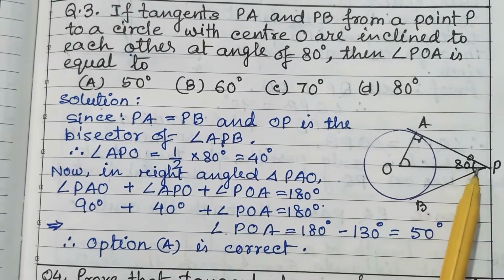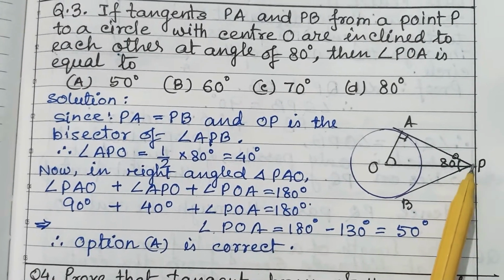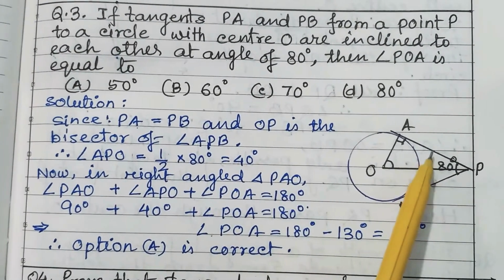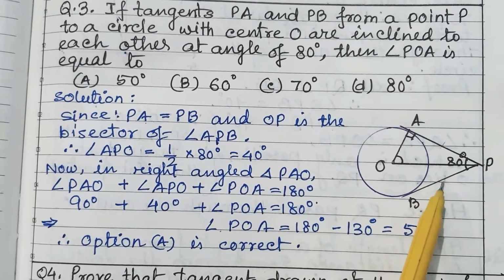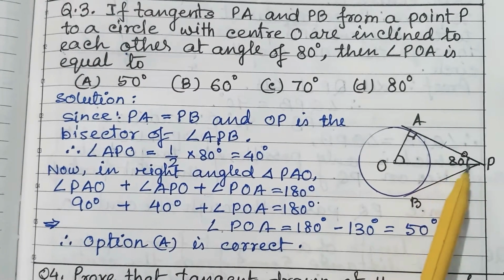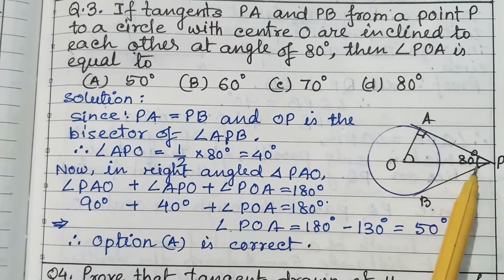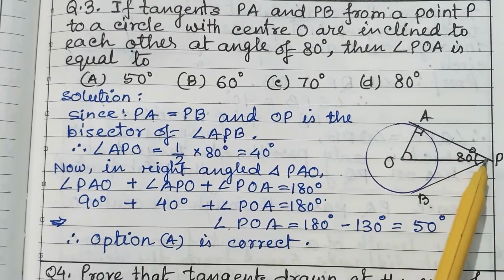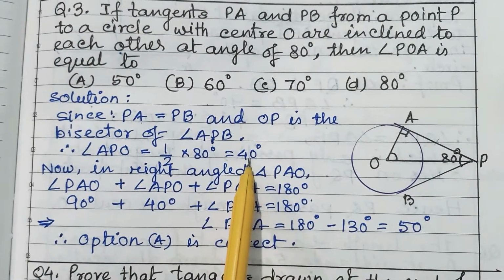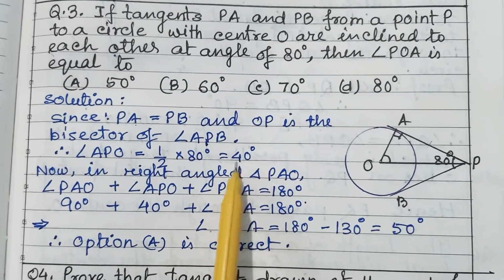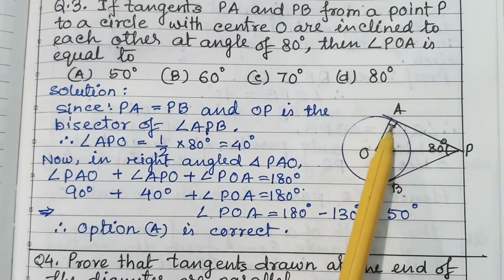Check it here. Two tangents drawn from an external point are equal. It is the theorem. So therefore PA is equal to PB. These two tangents are equal. As they are equal, OP bisects this angle, it is the theorem also. So therefore, as it is 80 degree, half of this, angle APO is equal to half of 80 degree, is 40 degree. Now it is 90 degree. We know that radius is perpendicular to the tangent, so it is 90 degree.